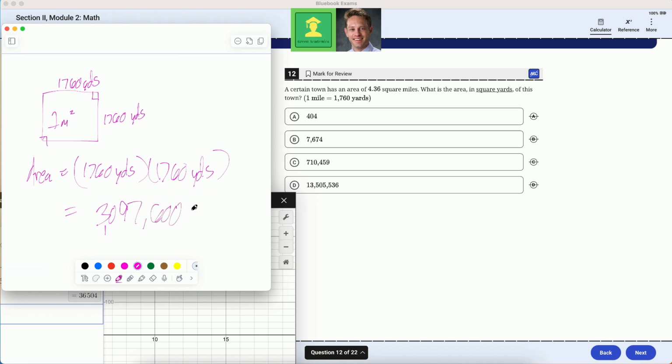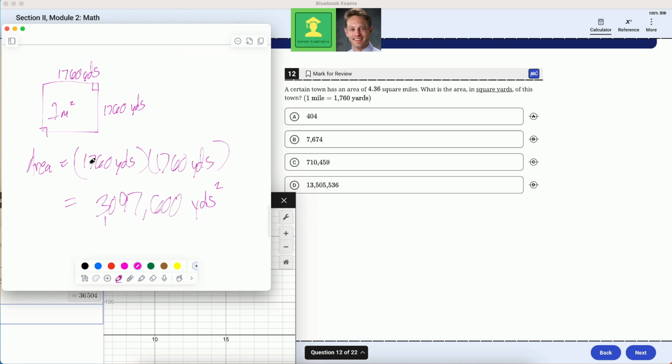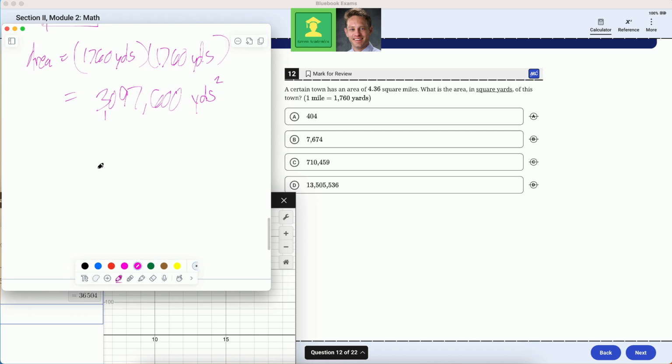3,097,600 yards times yards is square yards, yards squared. So every square mile is 3,097,600 square yards. Now you set up a proportion. 1 square mile is to 3,097,600 square yards as 4.36 square miles is to x square yards.